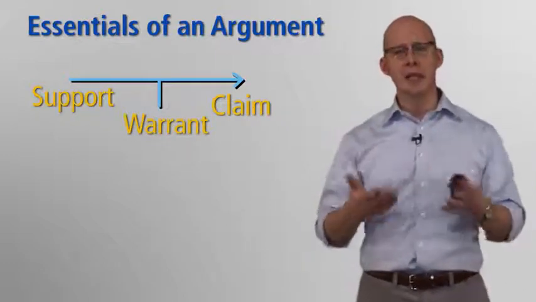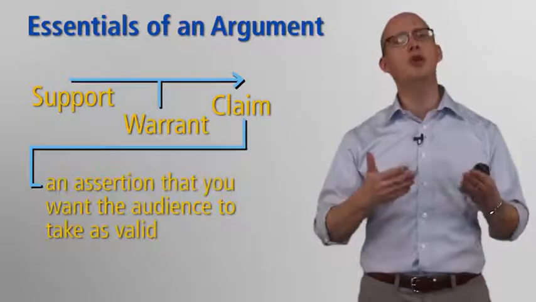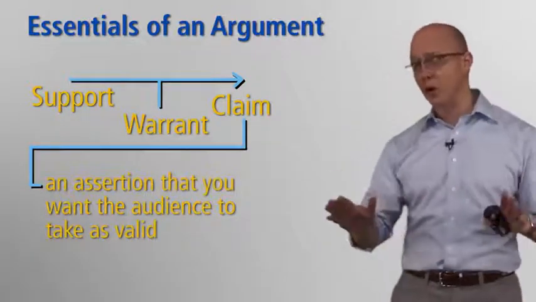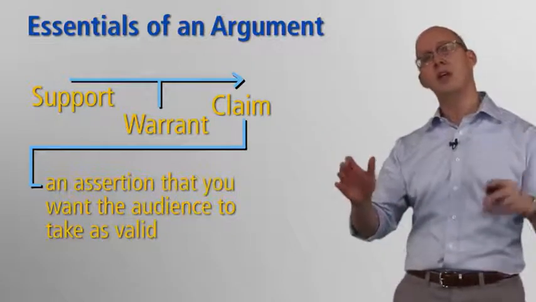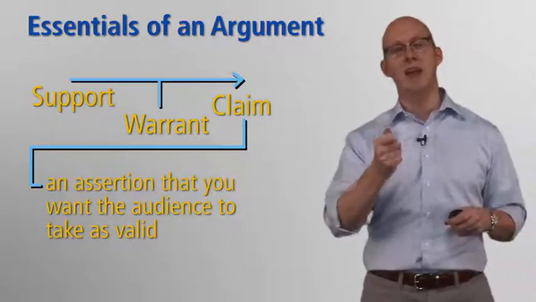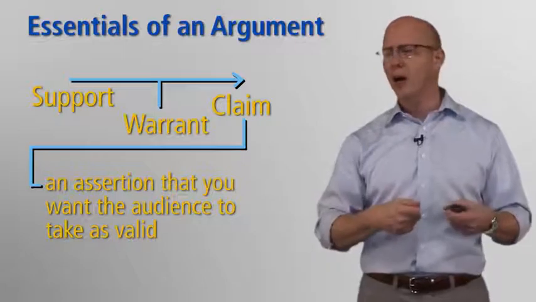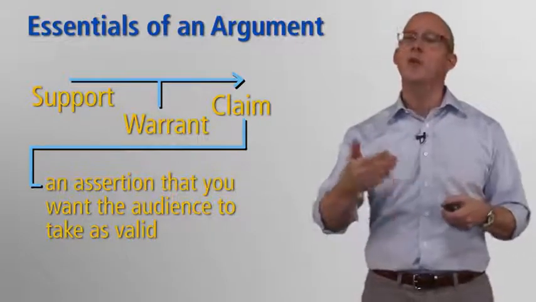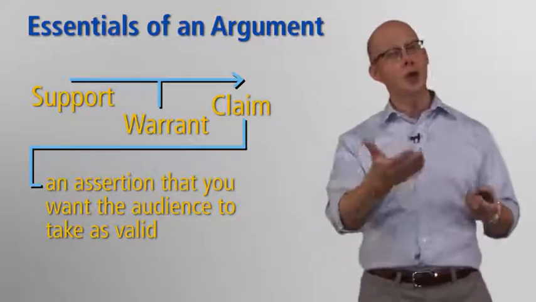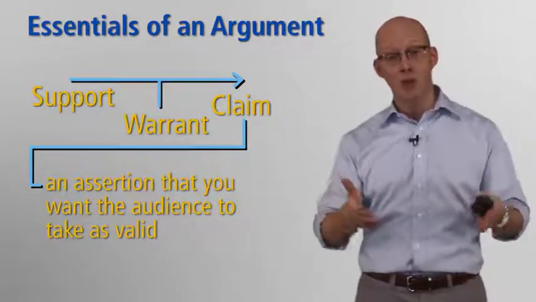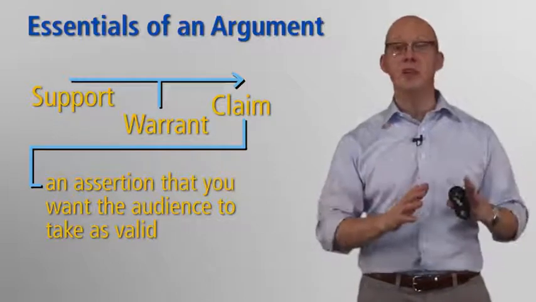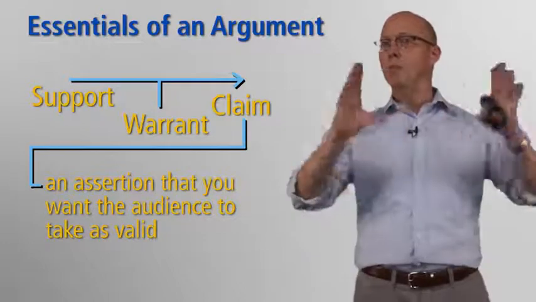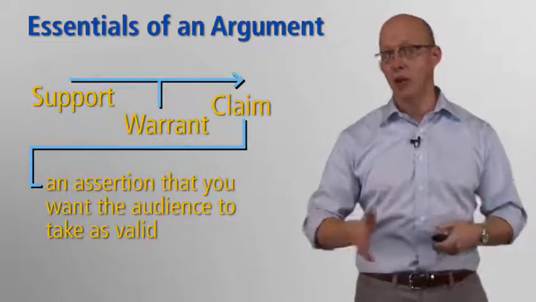So to begin with, a claim. A claim is an assertion you want the audience to take as valid. Once again, we're in the realm of argumentation, not truth necessarily, so we want something to be taken as valid, reasonable, believable. That's what we're dealing with when we're dealing with claims. So in the impromptu, you have two claims, your two main points. Those are claims in advance of another really big claim, your thesis statement. So you've got one big claim supported by two smaller claims.